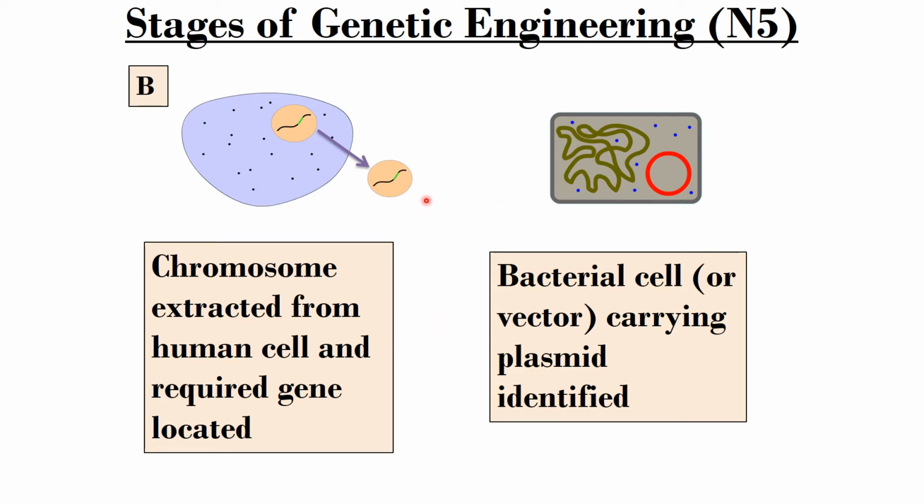So the first thing you would do is take out the chromosome from the human cell, which has got the gene that you want within it. Meanwhile, you'd find a suitable bacterial cell, and you'll start to come across this word if you hadn't heard it before: a vector is what the bacterial cell is in this instance.